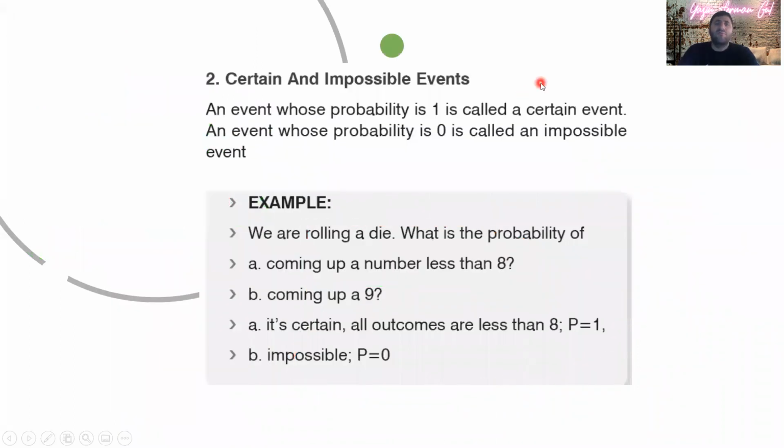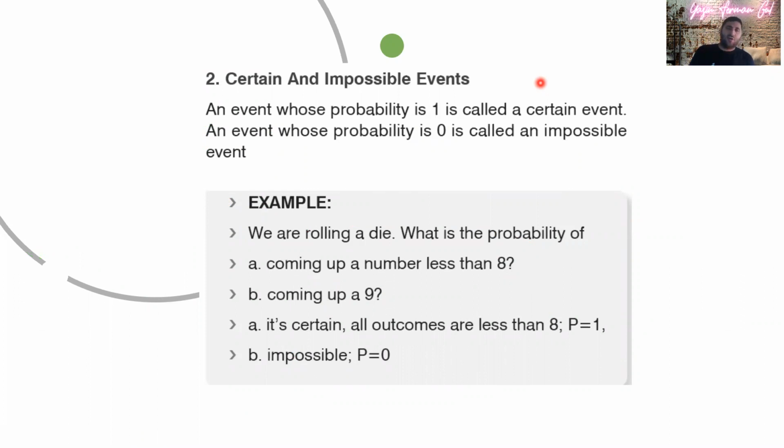Okay, so yeah, we have certain and impossible events, guys. An event whose probability is 1 is called a certain event. An event whose probability is 0 is called an impossible event. Guys, that is basically this.